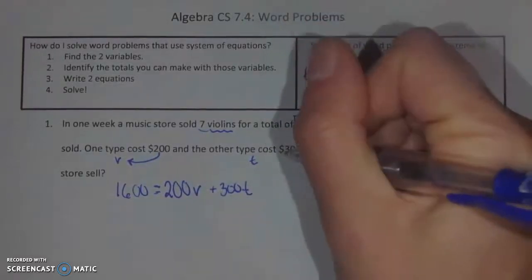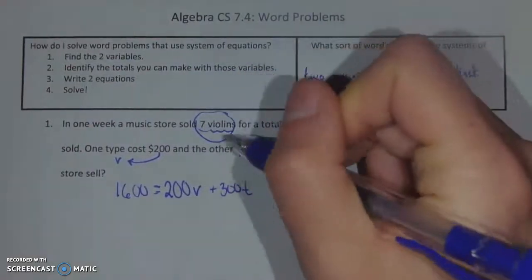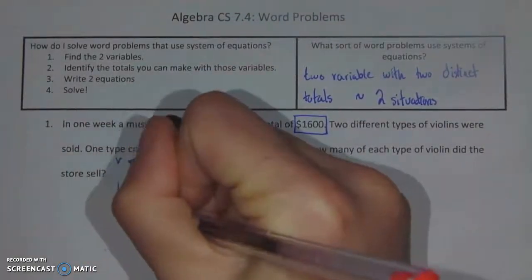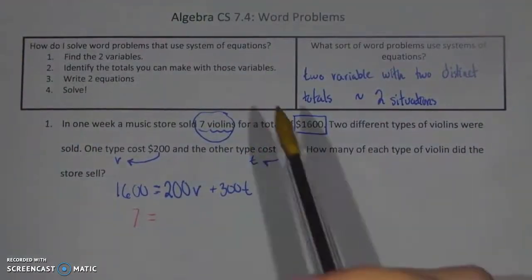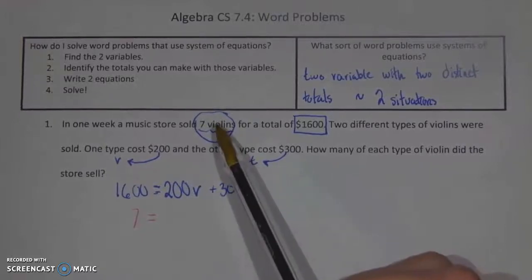Well, I know all of these numbers are accounted for except this number 7. Well, 7 is another total. So if 7 is another total, let's just write 7 equals and figure out what variable combination is there. Well, how'd they figure out this number using only v and t to talk about it?